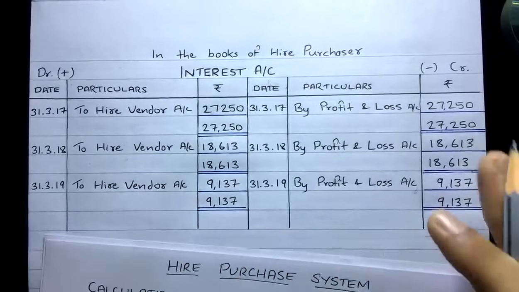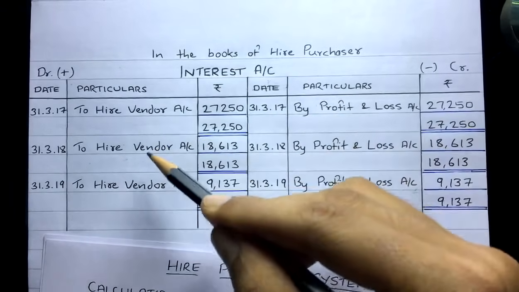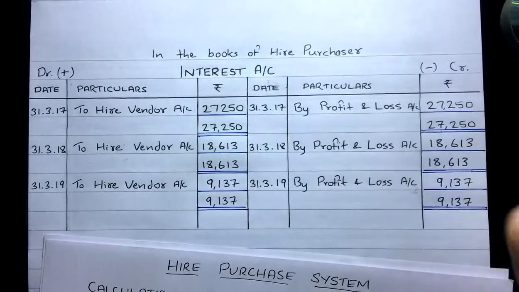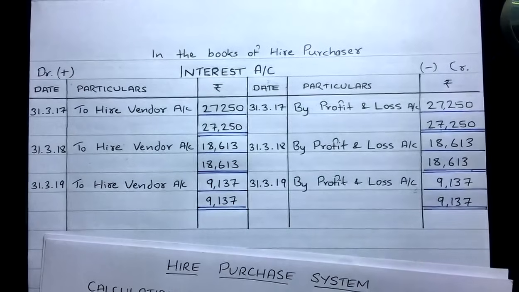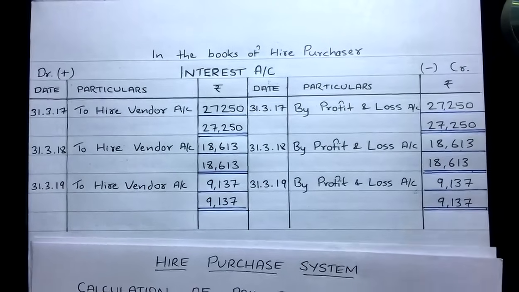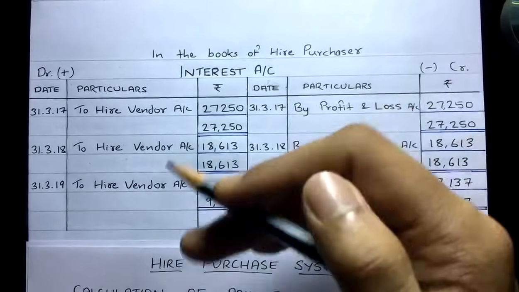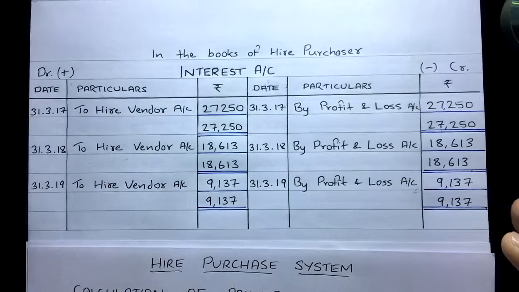It is very simple. You just directly have to take hire vendor, hire vendor, hire vendor, because interest is being paid to the hire vendor and then the balances are transferred to the profit and loss account. So this way you can easily prepare the interest account. You don't have to see the journal entries. If you go on seeing the journal entries, then it will take a long time. So directly you need to do this. All right, if it is increasing, debit, debit, debit, and then transfer the balances. That's it. All right, easy, right?